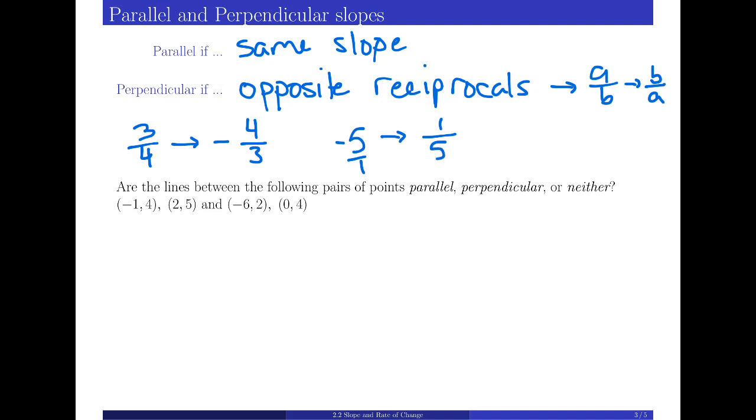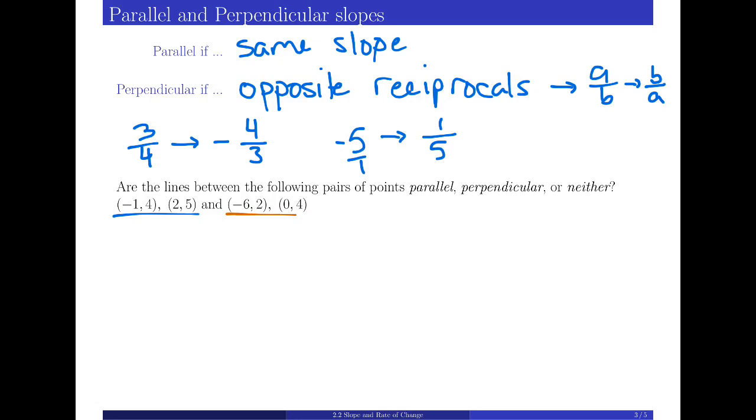Okay. So looking at this problem here, are the lines between the following pairs of points parallel, perpendicular, or neither? So first we need to find the slope between the first 2 points, find the slope between the second 2 points, and then decide are those slopes parallel, perpendicular, or neither.